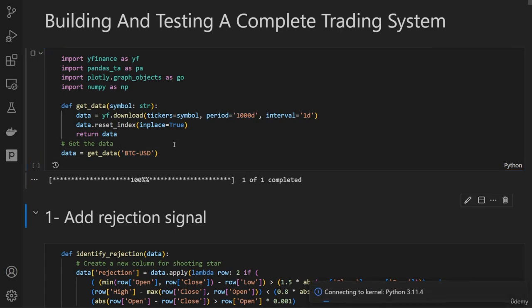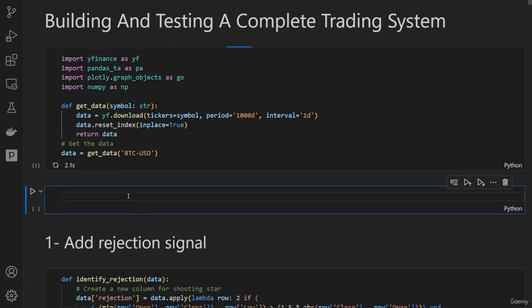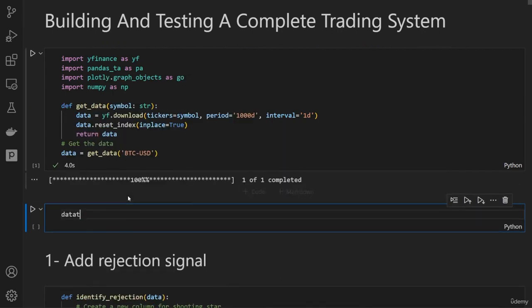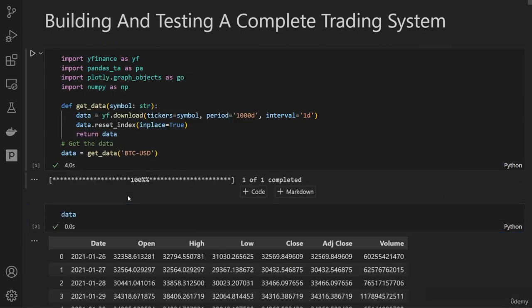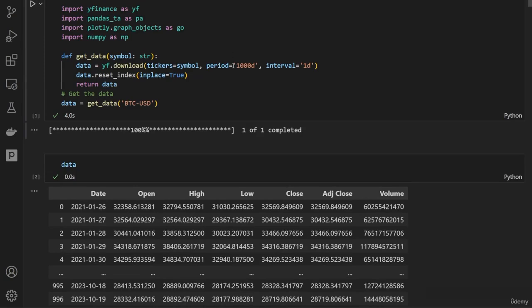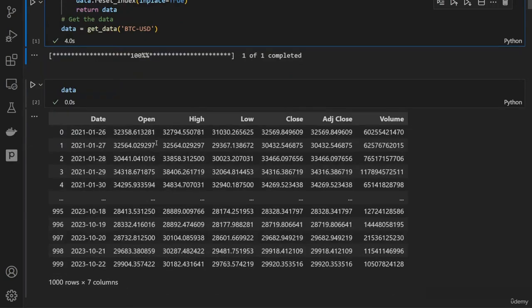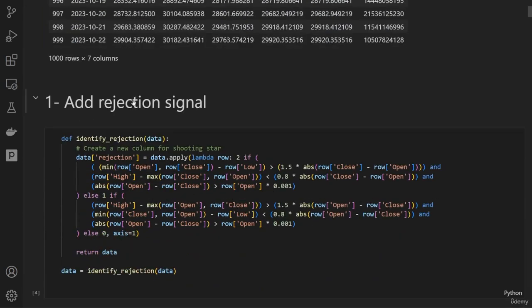We can run this cell, and I'm going to insert a cell right after it to print the content of the data frame just to make sure that we have the data. And as we can see, we have 1,000 rows, and this is what we have downloaded here. It's 1,000 days, so it makes sense. And we have the open, high, low, closing, and adjusted close price with the volume if you need to use this data. Now, the next step is to add our rejection signal.